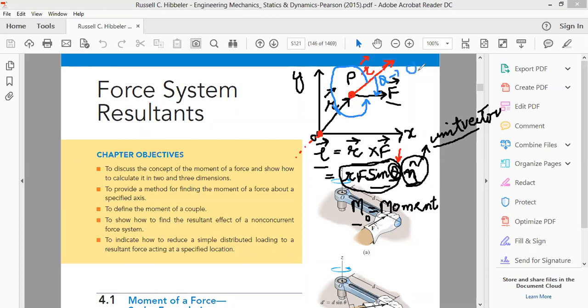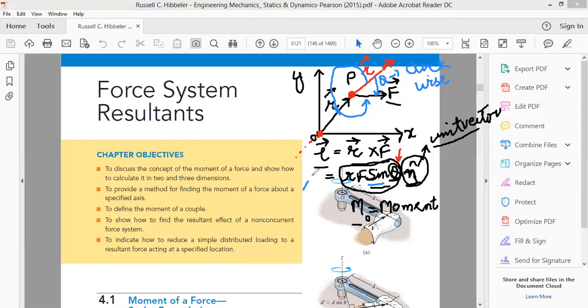So the magnitude of the torque is magnitude of R, magnitude of F, and the sine of the smallest angle between R and F, which is the angle theta. So you have to be very careful while measuring this theta. Number two: what is the tendency of this force? We said the tendency of the force is that it creates torque. Whether this force will move this particle in the clockwise or anti-clockwise direction depends upon the direction of this torque.